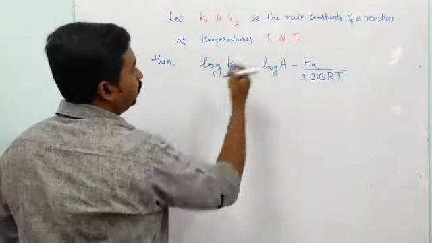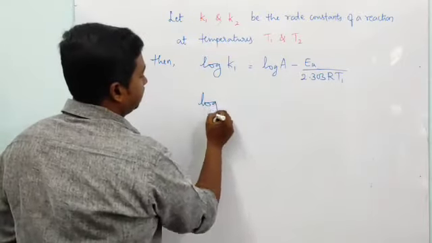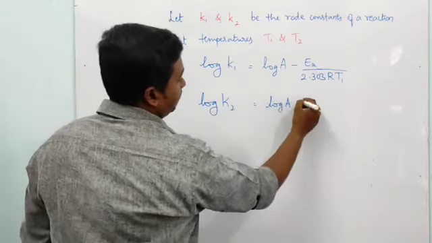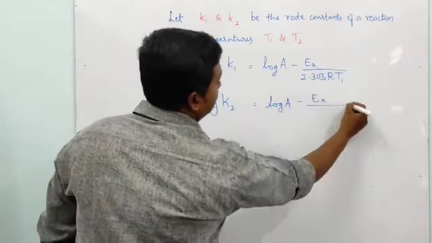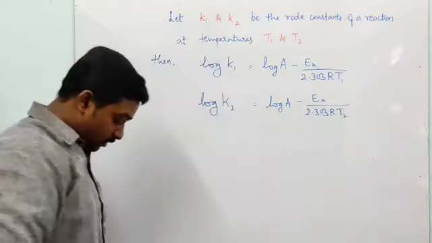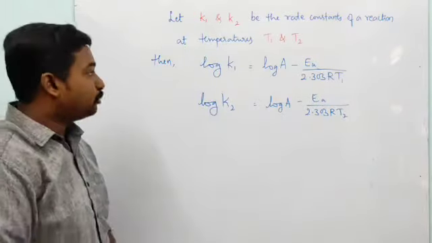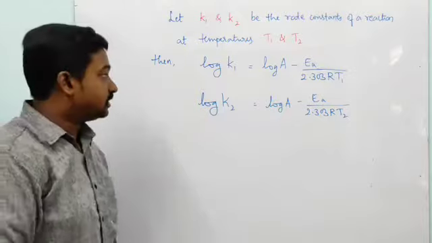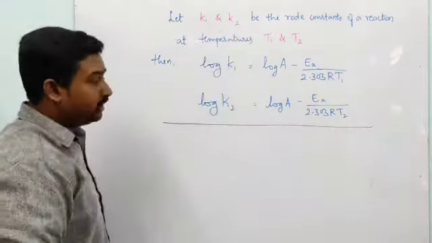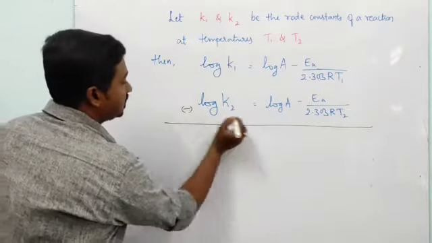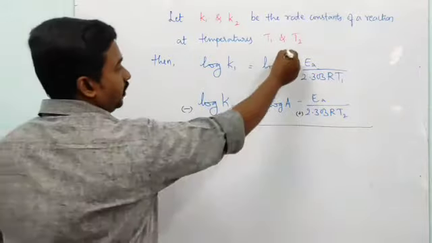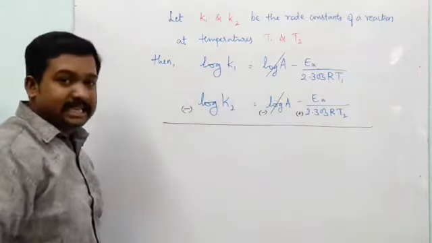Now for k2 with respect to T2, I'll have another equation, that is log k2 equals log A minus Ea by 2.303 RT2. So these are the two equations I have obtained from Arrhenius equation. Now let us subtract the second equation from the first. Then the signs change like this. Then what happens? Log A gets cancelled.